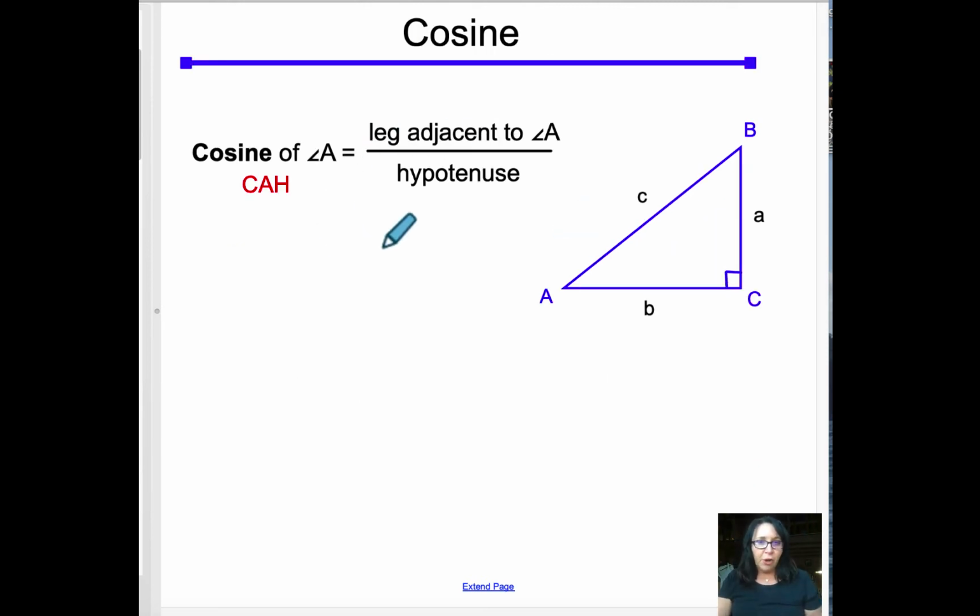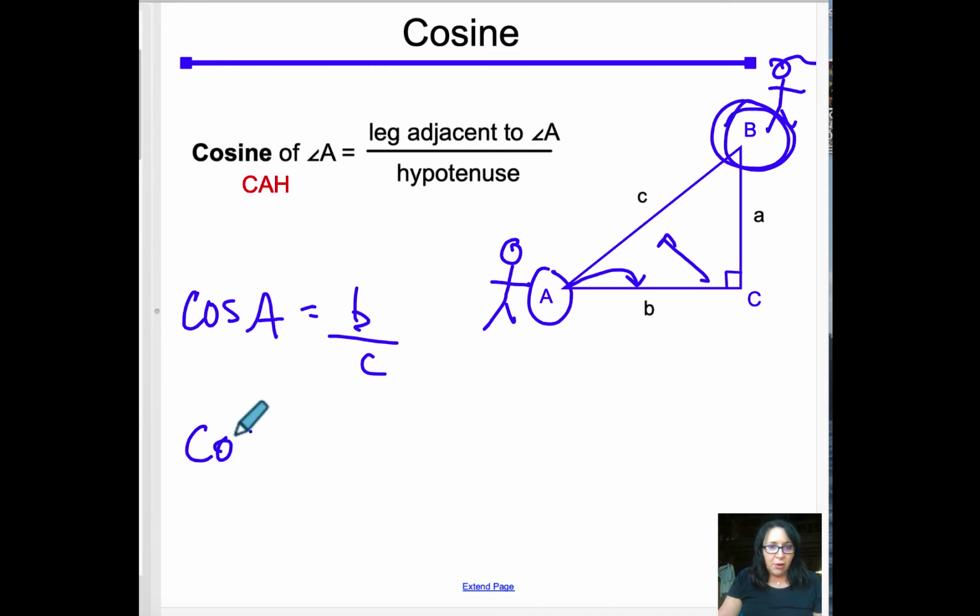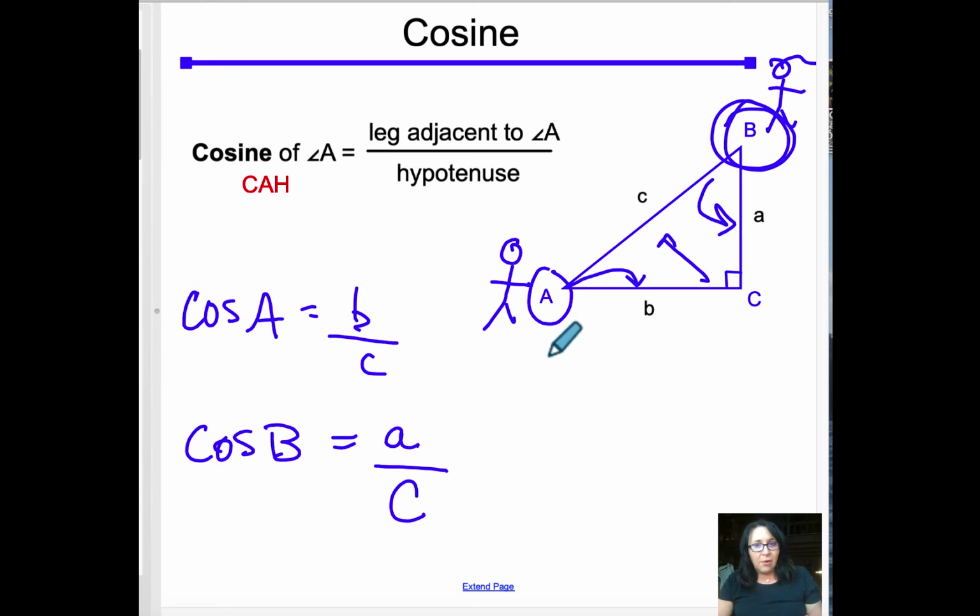Don't do that. For cosine, it's the adjacent side over the hypotenuse. So if you put yourself here, at angle A, and you want to find cosine of angle A, then that's going to be the adjacent side, which is little b, over the hypotenuse, which is c. And then if I put myself up here at angle B, then I would say cosine of angle B is equal to the adjacent side, which is little a, over the hypotenuse, which is c. Now, keep in mind, tangent doesn't use the hypotenuse, but both sine and cosine do.